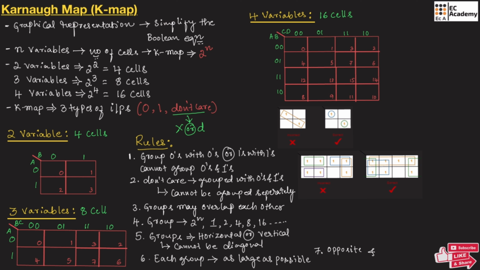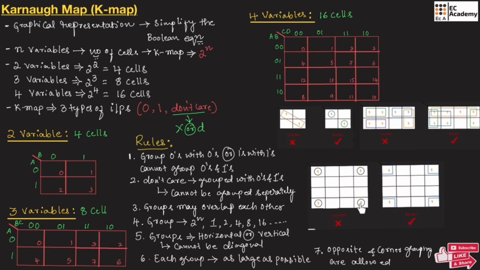Opposite grouping and corner grouping are allowed. You need to remember that opposite grouping and corner grouping is allowed. As you can observe here, in the corners we are having 1. So we cannot group this individually. Since these ones are available at corners, we can group all these ones as a single group of 4 variables, as you can see here. So we can group all these 4 corners and make this a single group. So opposite grouping as well as corner grouping are allowed as shown in this figure.